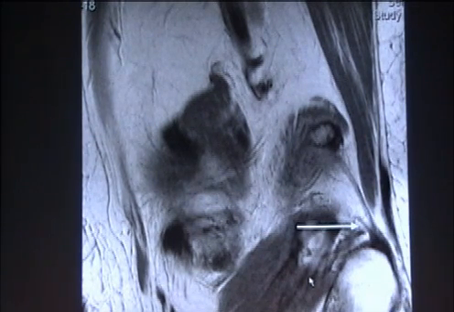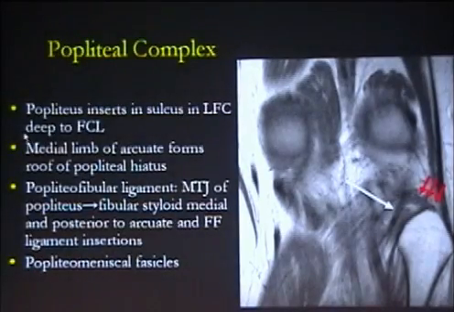If you're suspecting a posterolateral corner injury, you may be able to improve your ability to see these structures by doing oblique coronal images that are along the course of the popliteus tendon, okay? So if you plan oblique coronal images along the axis of the popliteus tendon, that may significantly improve your ability to see these structures. Okay.